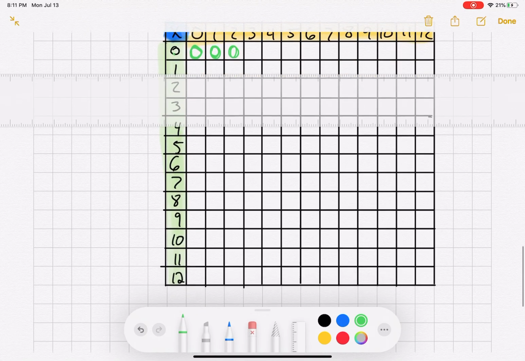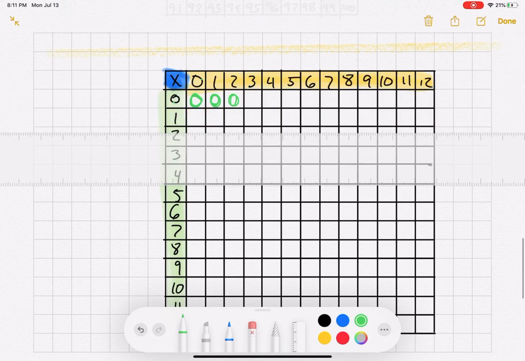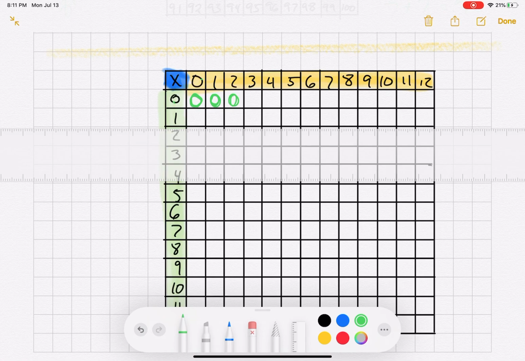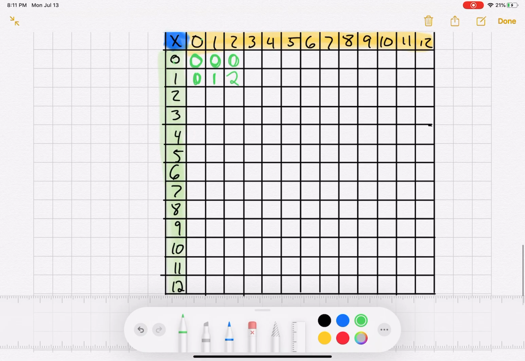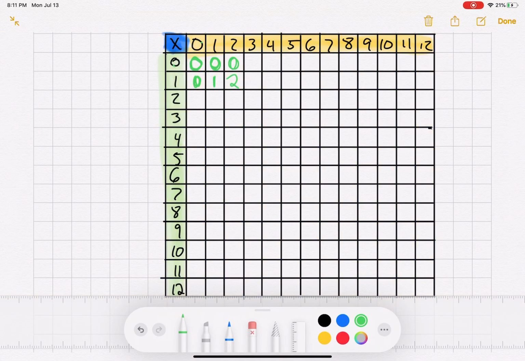Now, if I'm going to start my ones times tables, I'll move my ruler down. Okay, 1 times 0 is 0. 1 times 1 is 1. 1 times 2 is 2. And you're going to fill this out all the way to your 12 times tables just to practice. Okay, that's it.